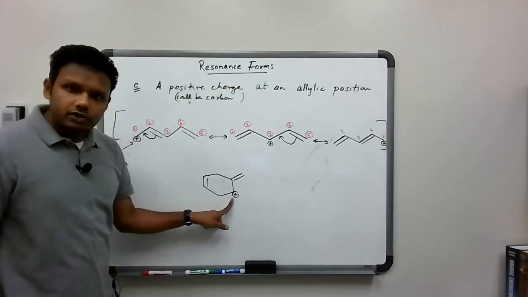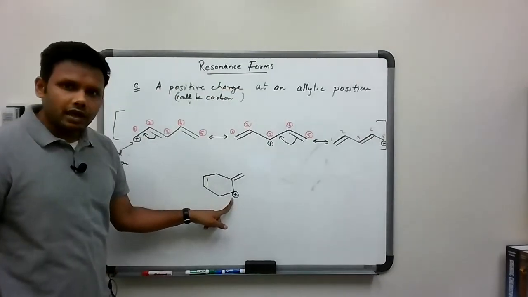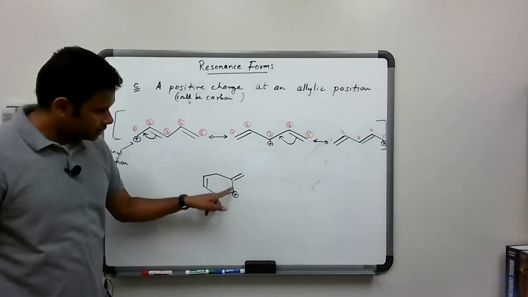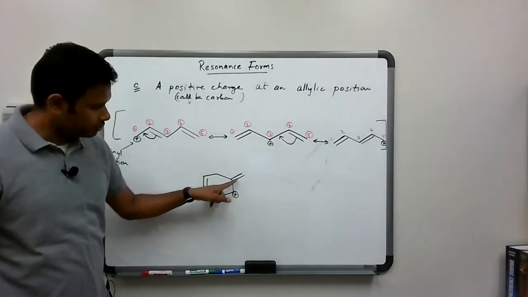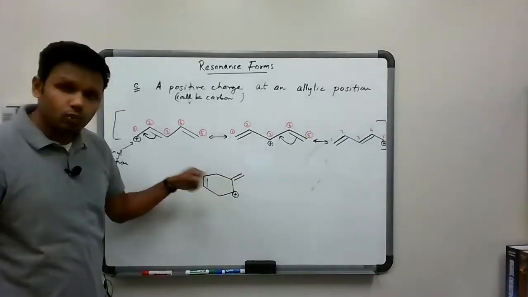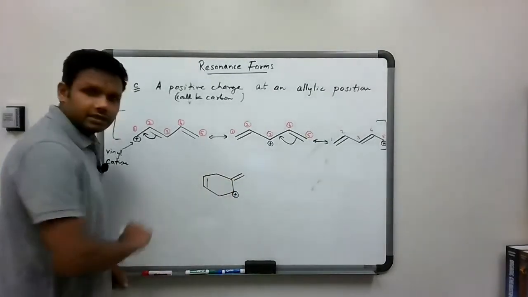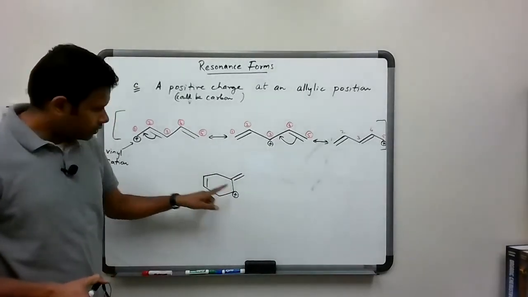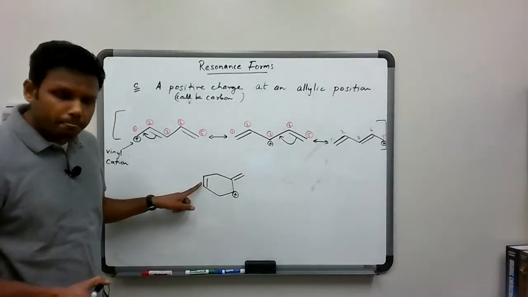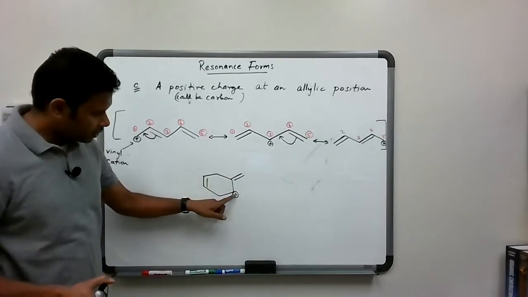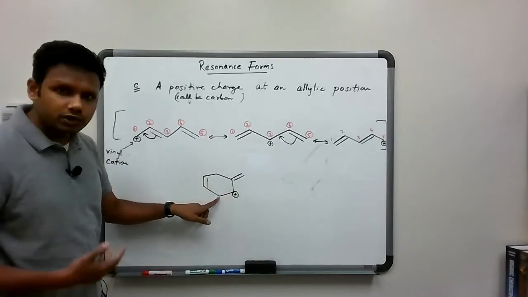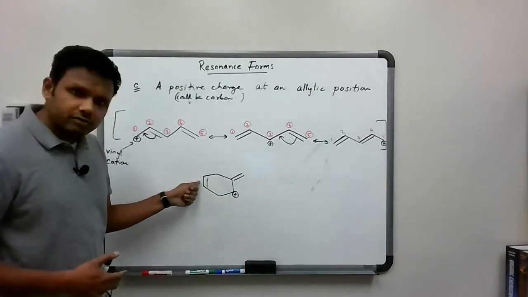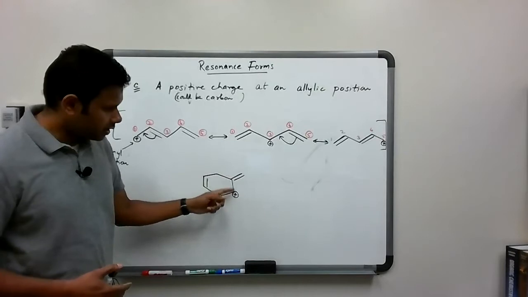We have a positive charge. Is it allylic? If you look at that carbon where the positive charge is, it is connected to a carbon which is part of a double bond, or which is vinylic. So that means yes, it's allylic. Is this positive charge allylic with respect to this double bond? It is not, because the positive charge is connected to this carbon, which is not vinylic.